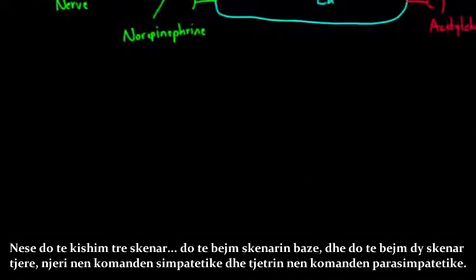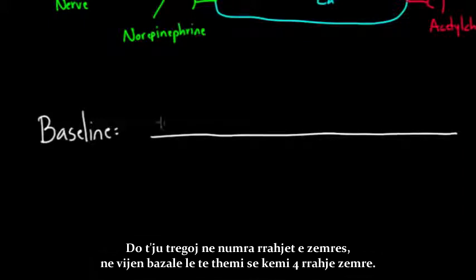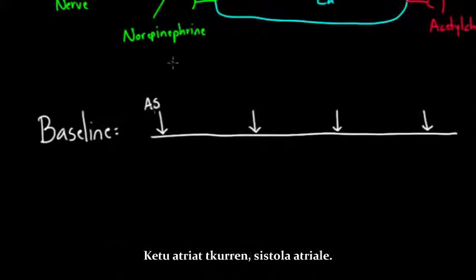So here we go. We're going to do 3 scenarios: a baseline scenario, and 2 scenarios, 1 with sympathetics in control and 1 with parasympathetics in control. And I'm going to show you the number of heartbeats you get. So at baseline, let's say you have 4 heartbeats. And let's say these little white arrows represent atrial systole. So this is when the atria are contracting. Atrial systole.